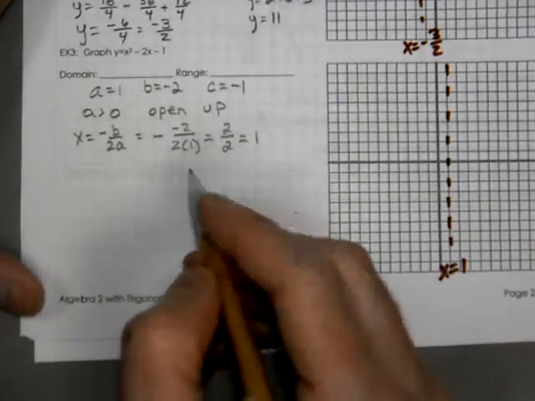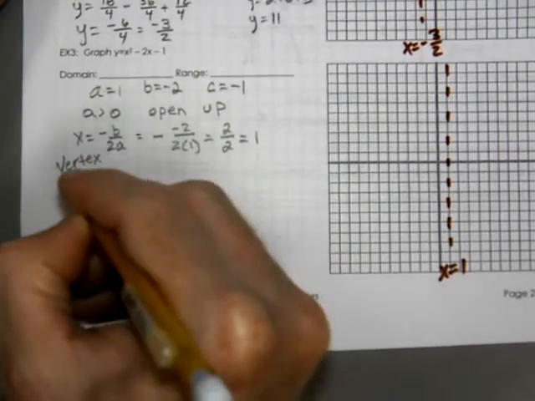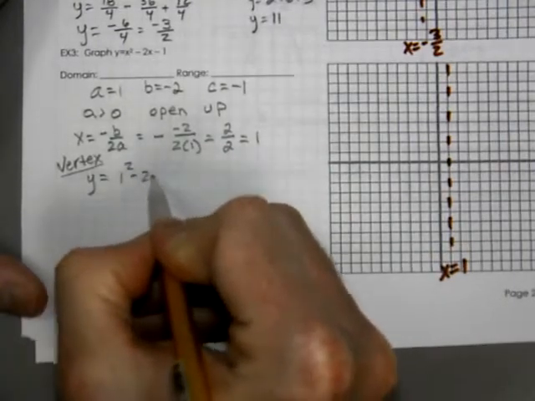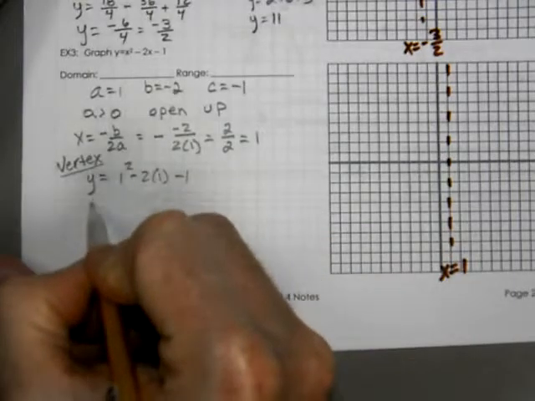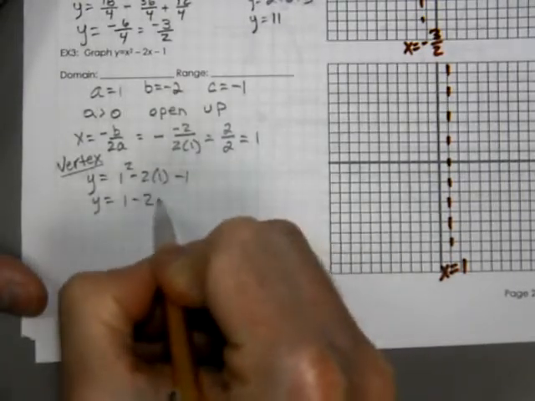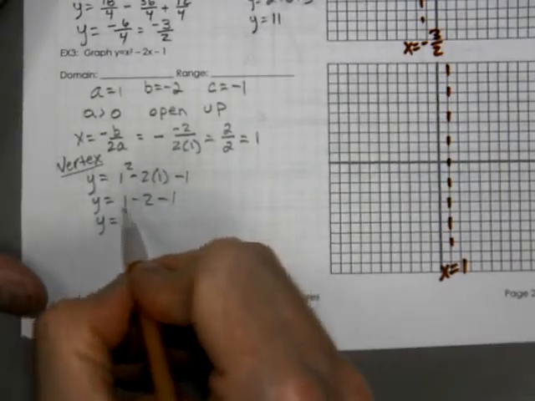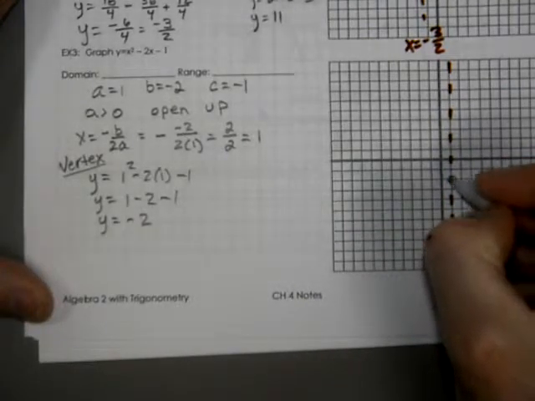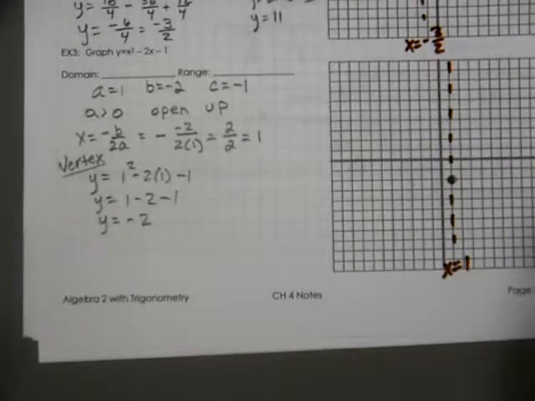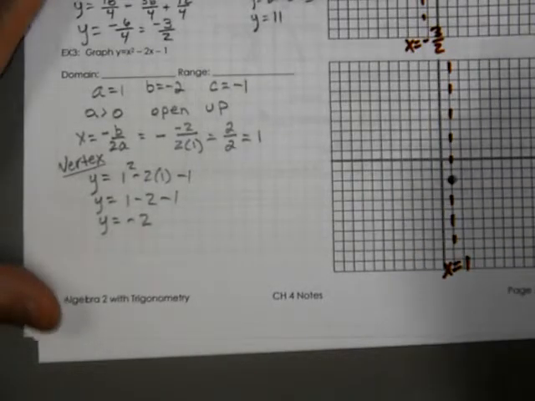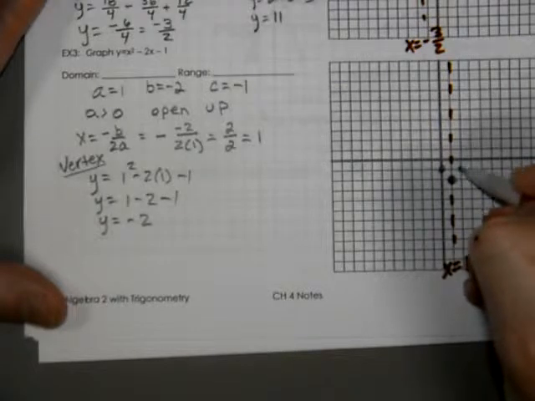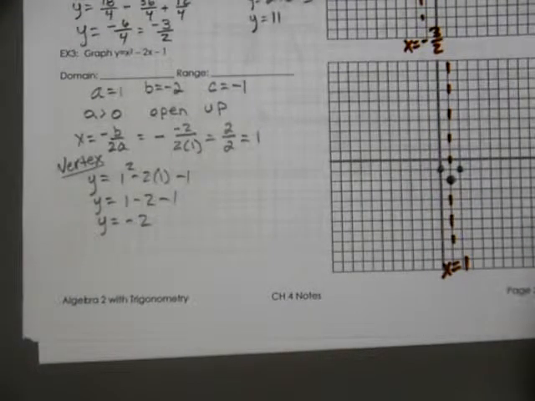Then we need to plug that value back in to help us figure out the vertex. We say y equals 1 squared minus 2 times 1 minus 1. 1 minus 2 minus 1. Get an answer of negative 2. So on your graph, you plot the vertex. We know that the y-intercept is at negative 1, and you reflect that point 1 unit over the axis of symmetry.